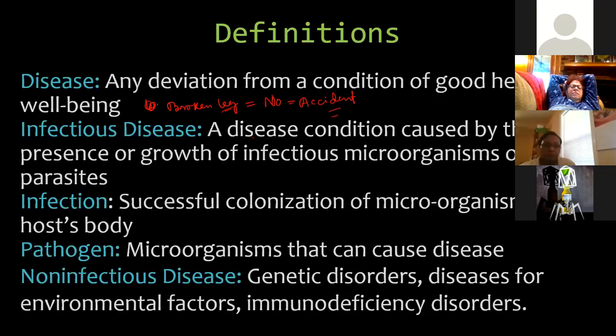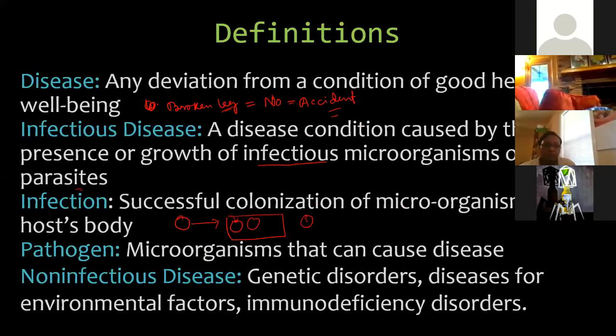Infectious disease is a condition caused by the presence or growth of infectious microorganisms or parasites. So to have disease, you must have infection inside of your body. Infection means successful colonization of microorganisms in a host body. So they have to enter inside your body. That's the first thing. Then the second thing, they have to overcome your immune system protection.